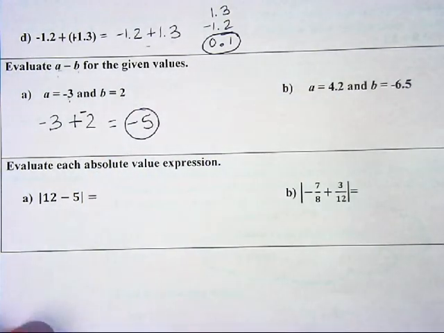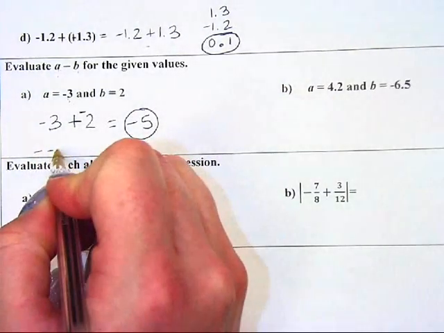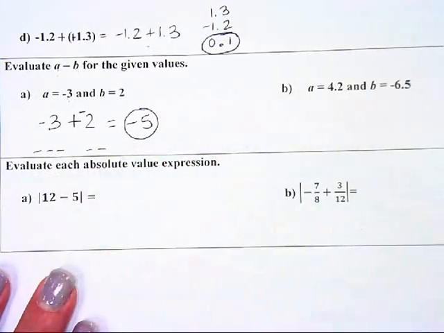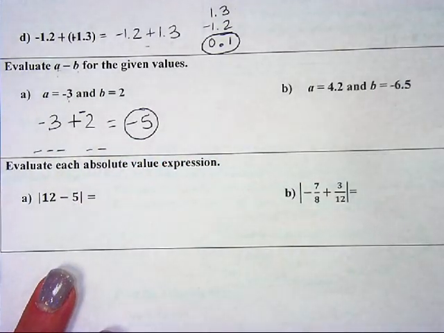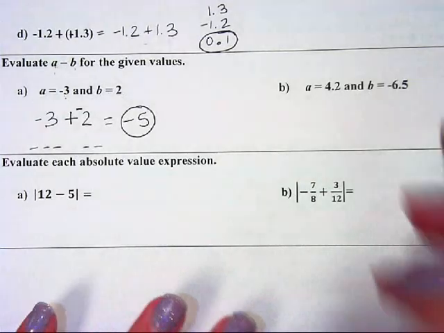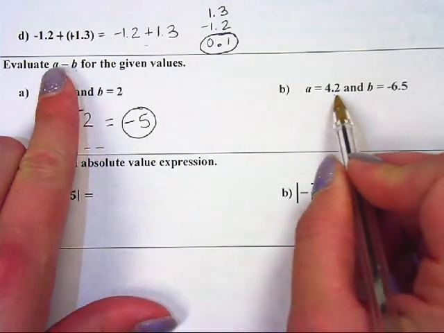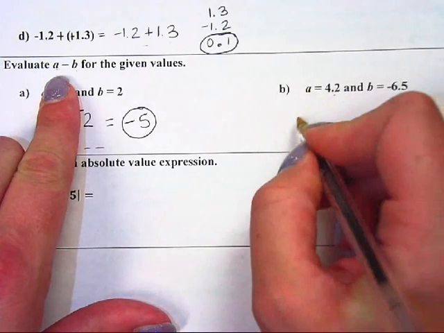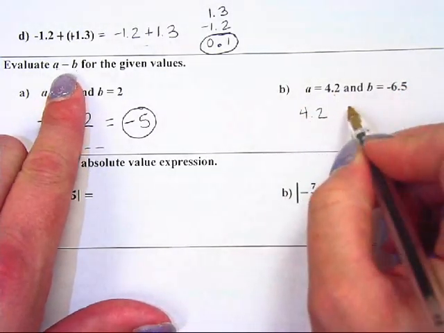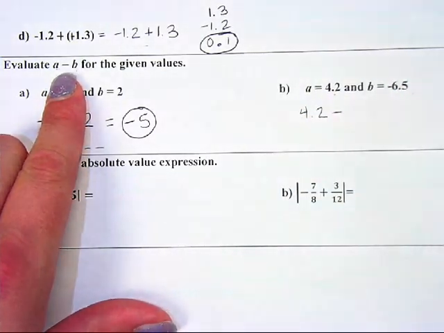Okay. You can also think of it like 3 negatives and then plus 2 more negatives, if you're a person who likes integer chips. Okay, let's try another one. 4.2 and 6.5. I'm going to go ahead and put my 4.2 right here for A. I still have a minus sign, so make sure I put that minus sign in there.